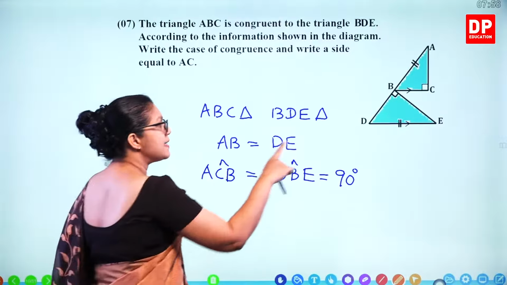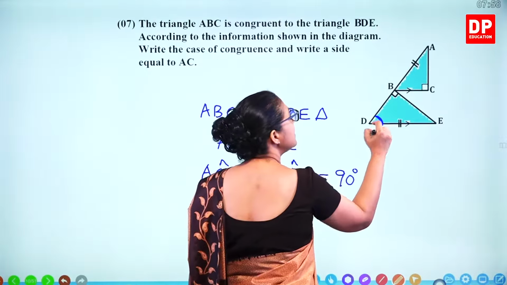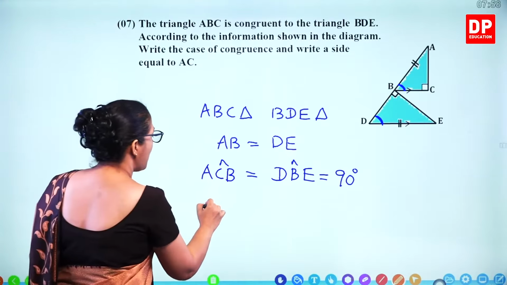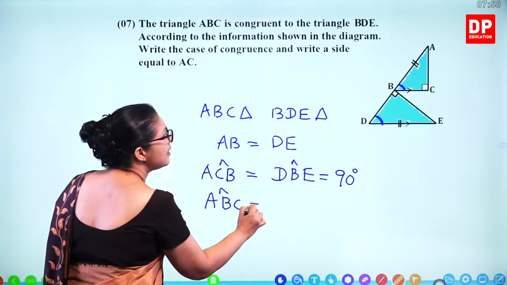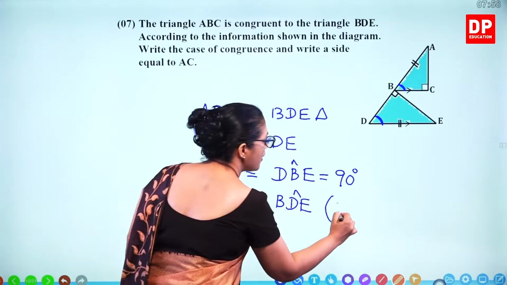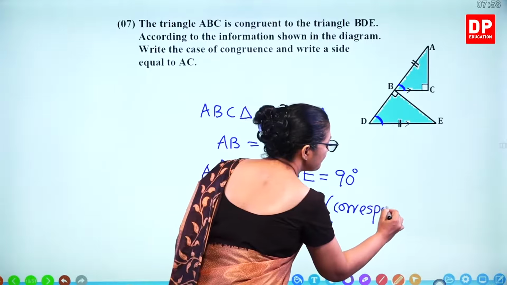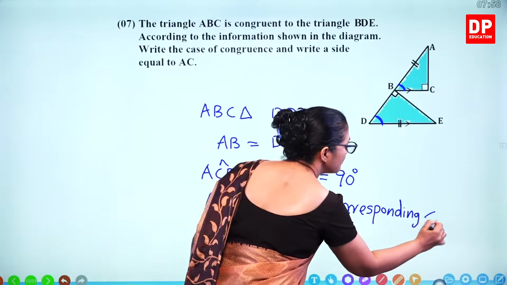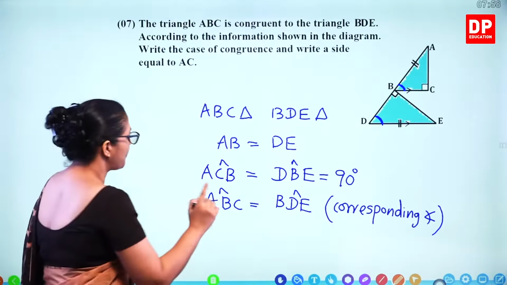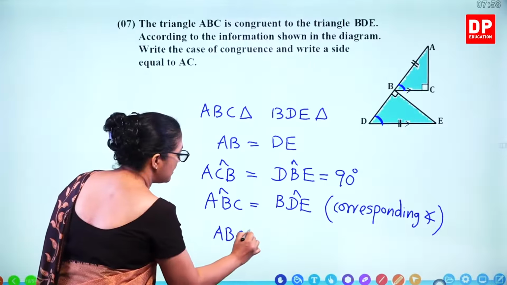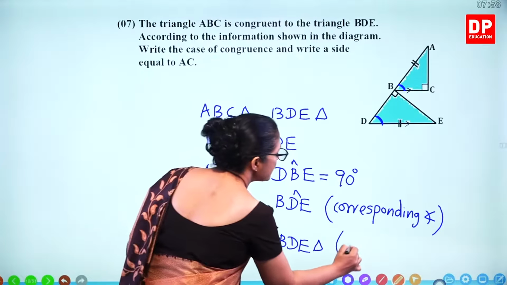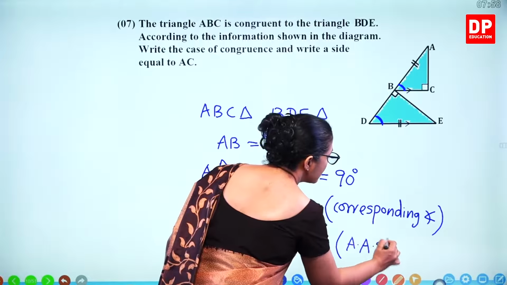And also these two lines are parallel. So this angle is equal to this angle. Corresponding angles are equal. So ABC angle is equal to BDE angle. Corresponding angles. So that means 2 angles and 1 length. So ABC triangle is congruent to BDE. What's the case? Angle, angle, side.